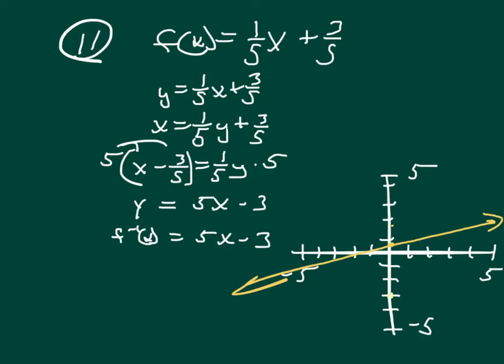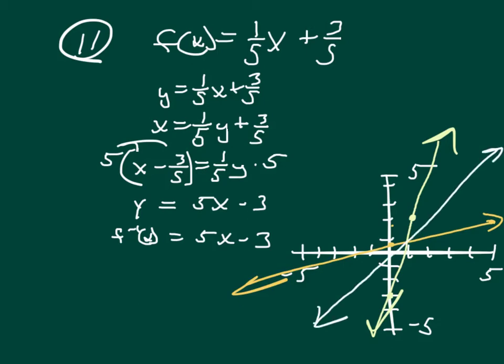And then I see it's going to be 1, 2, 3, 4, 5 over 1. So it's going to be like that, and that graph is going to come down and look something like that. Okay, now take a look at it and ask yourself, does this look like a reflection over the line y equals x? And I would say, yep, it does. Okay, so that's number 11.